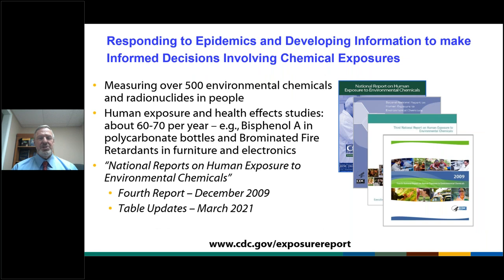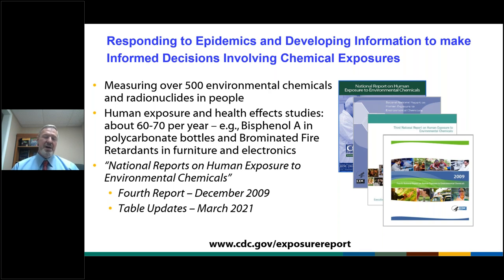We do respond to different epidemics and chemical exposures because we can measure over 500 environmental chemicals or radionuclides in people. We look at different health effects. We have about 60 to 70 health effect studies a year, things like bisphenol A, fire retardants, pesticides, and other chemicals in various studies.